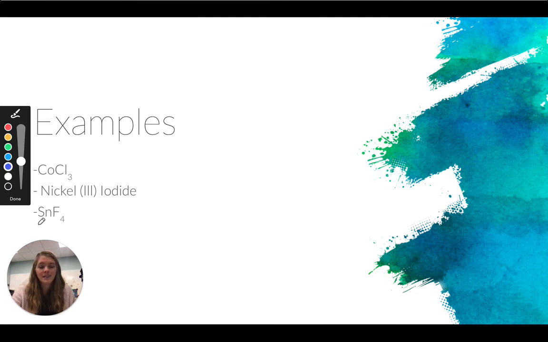For this last one, we have SnF4. Sn represents tin. So we're going to have tin(IV) fluoride.